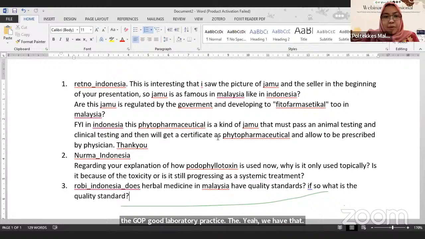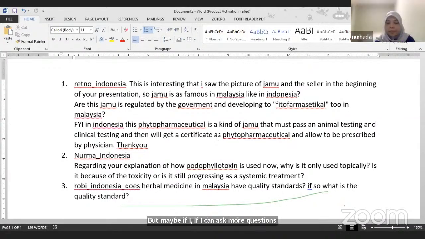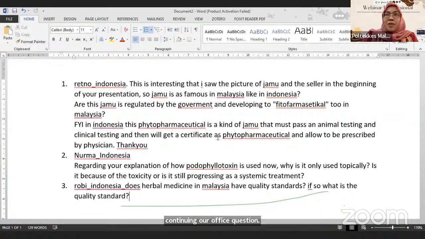Okay, doctor. Maybe for the manufacturing, it's the same in the Indonesian industry. But maybe if I can ask more questions, continuing Robbie's question, because right now in Indonesia there is what is it?